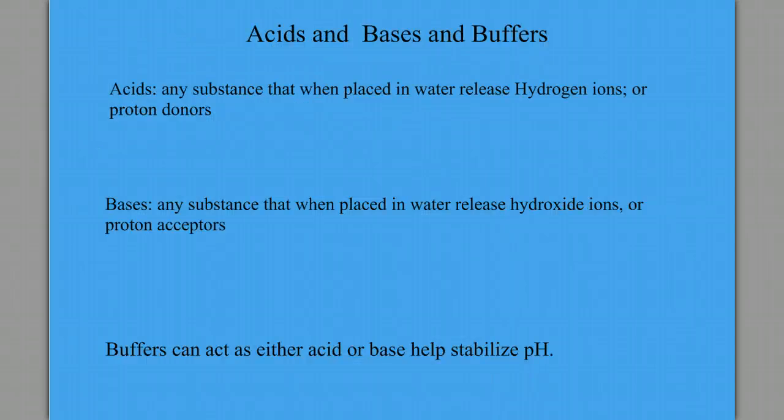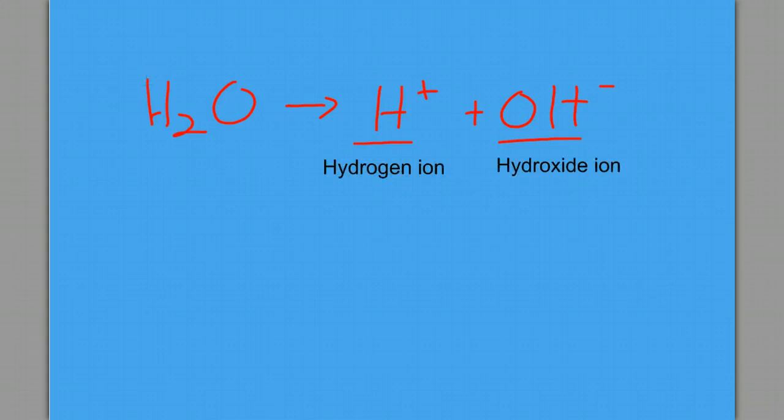Let's finish up with a little talk about acids, bases, and buffers. You might say, why do we talk about acids, bases, and buffers when we're talking about properties of water? Well, let's look at a water molecule one more time. Water, which again is H2O, can be split up into an H plus and an OH minus, a hydrogen ion and a hydroxide ion. And if we think about what a hydrogen ion is, if we start with a hydrogen atom, it is one proton and one electron.